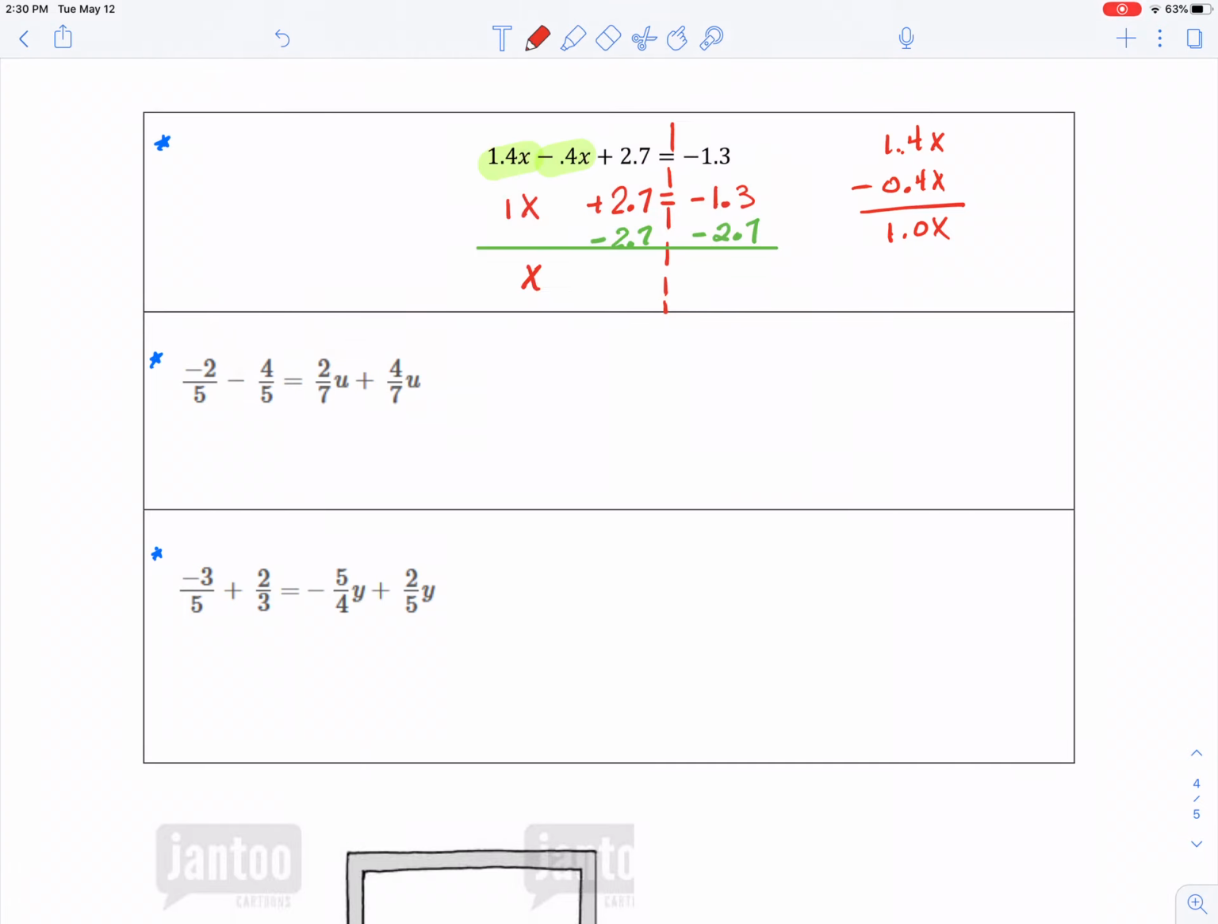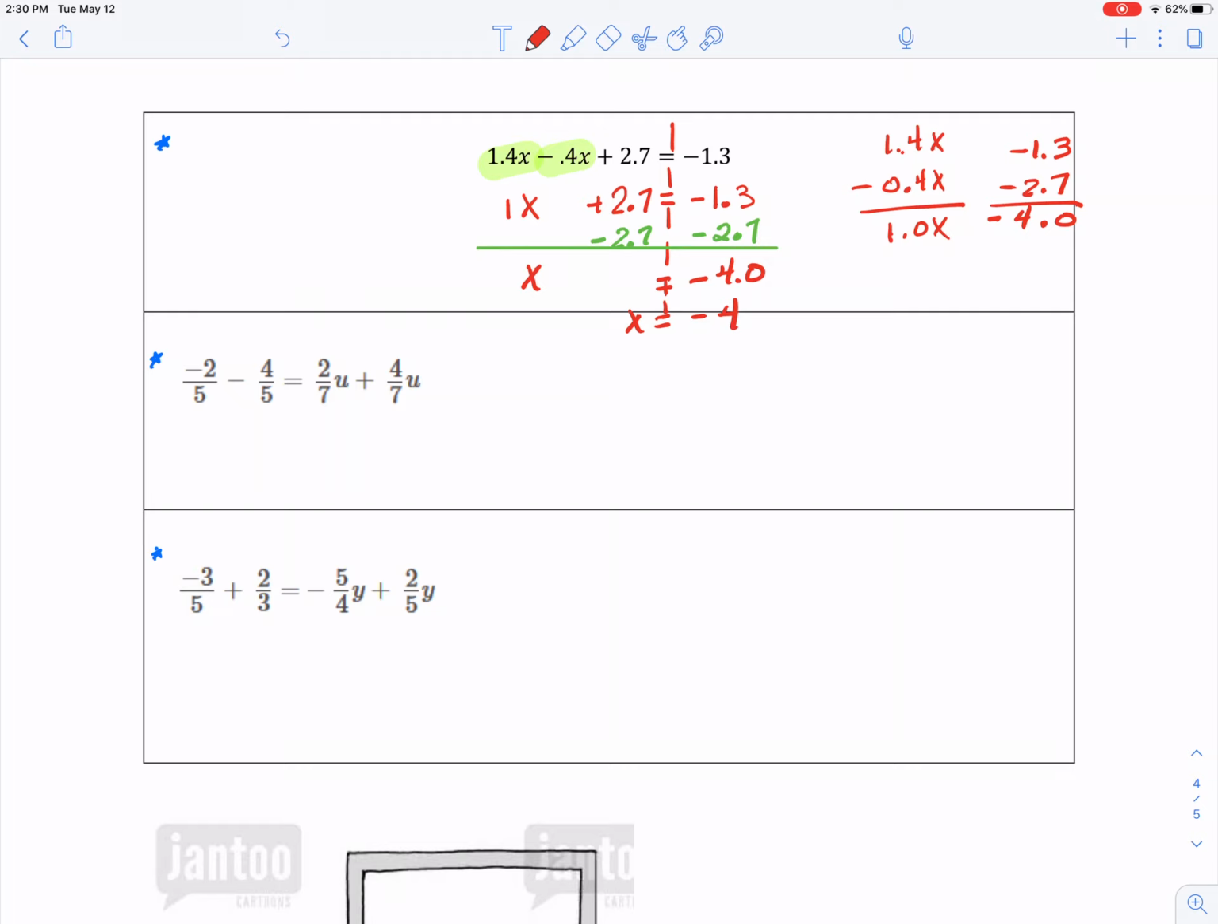There's the 1x. I'm not going to write the 1. The positive and negative 2.7s drop out. And then I'm going to go off here, and of course you can pick up your calculator and do the arithmetic. Looks like it's negative 4.0, and I would encourage you just to write that negative 4. So we've successfully isolated the variable x.